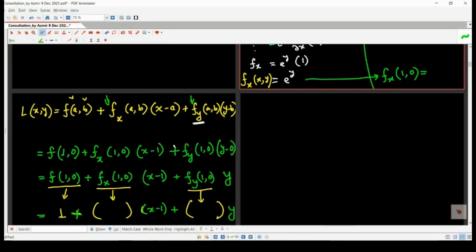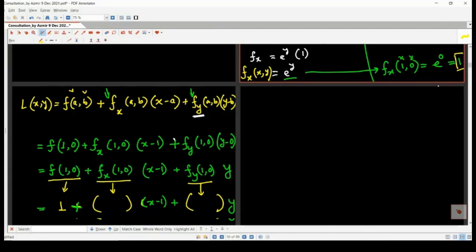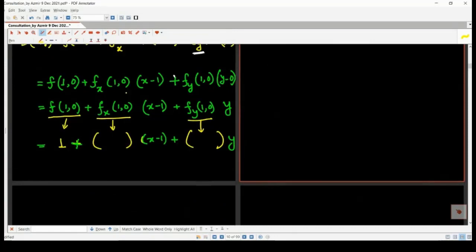Where we have x we need to input 1. Where you have y, we need to input 0. On the right side, we have just the y term. There is no x term, so there is no problem. We can just input the value of y. E power y means e power 0 equals 1. So finally, we have found f sub x at 1 comma 0. It is 1.